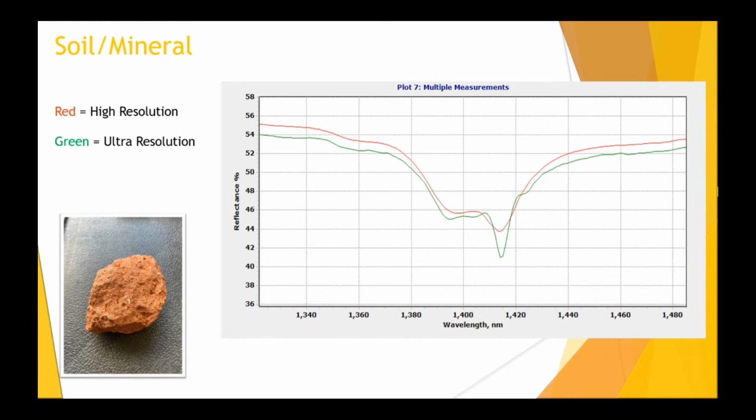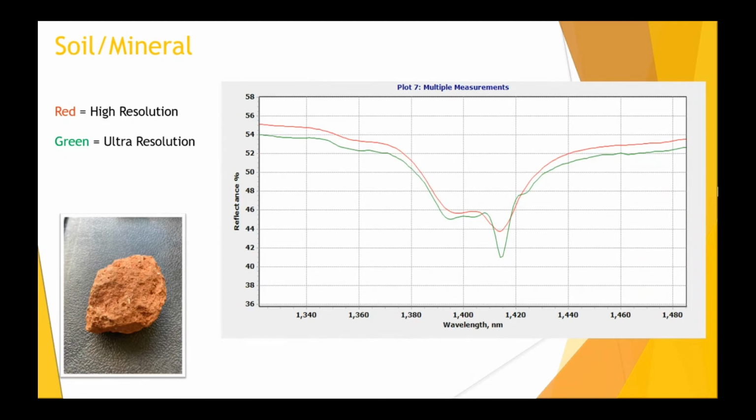And in this zoom, you can see the red line is a kaolinite sample taken with the high spectral resolution instrument, and the green line is the sample taken with the ultra high resolution spectrometer. As you can see, the ultra high resolution spectra shows additional features that are not present in the high resolution spectra.